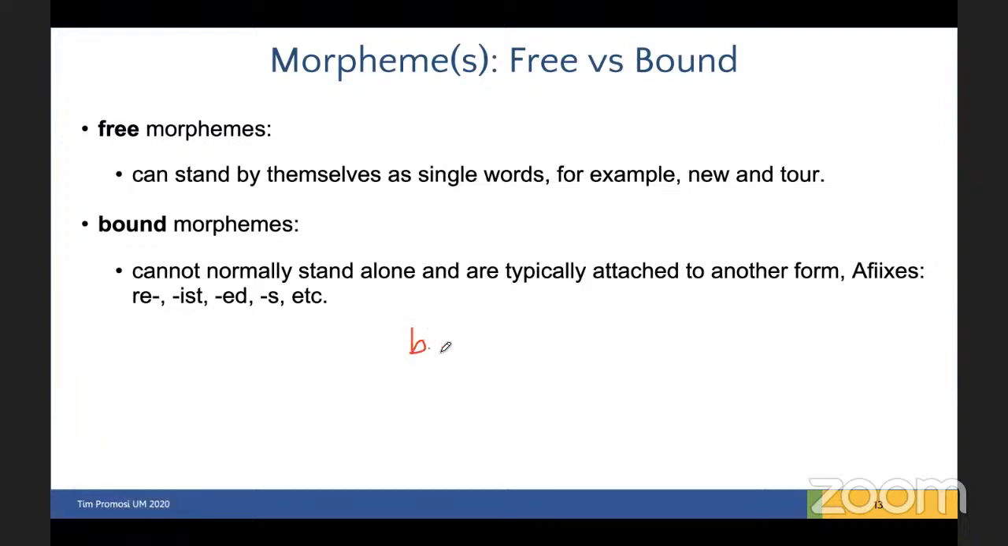jadi kayak misalnya book, kata dasarnya kan book ya, ini sendiri ada artinya. So you can say that there are two morphemes. The first one is book. This is the free morpheme. And then we have s. S here is a bound morpheme because it cannot stand alone. Dia harus selalu nempel ke morpheme yang lain.